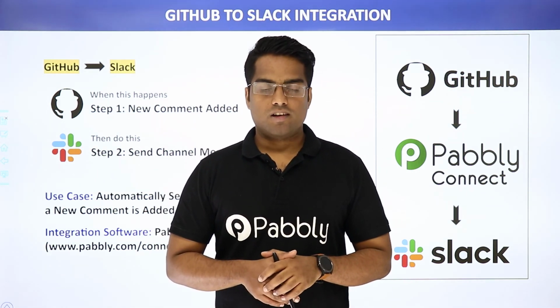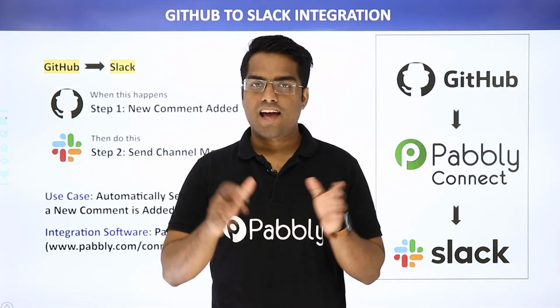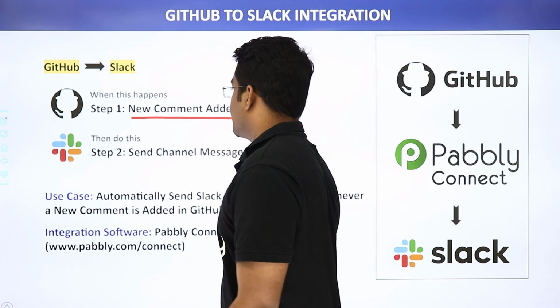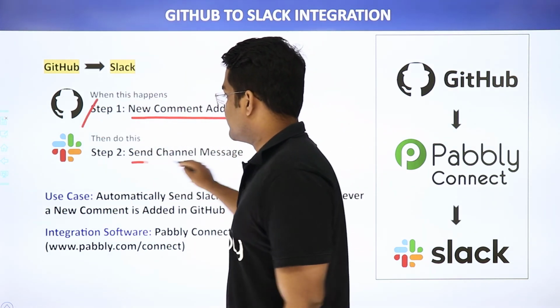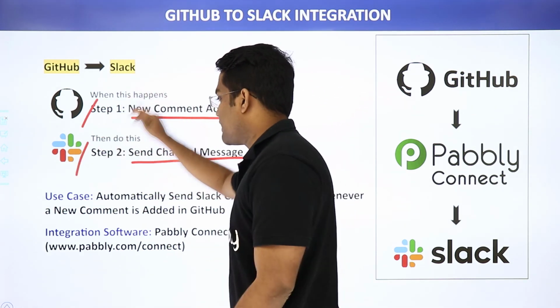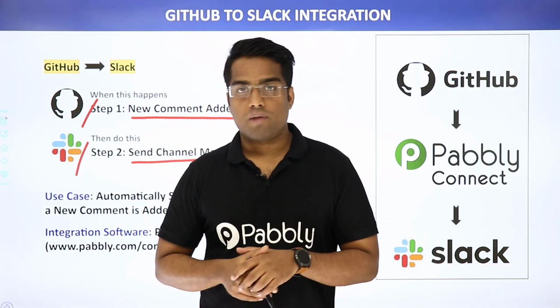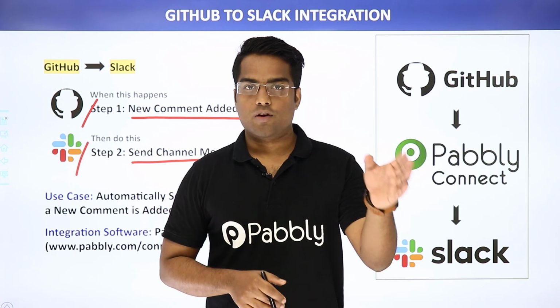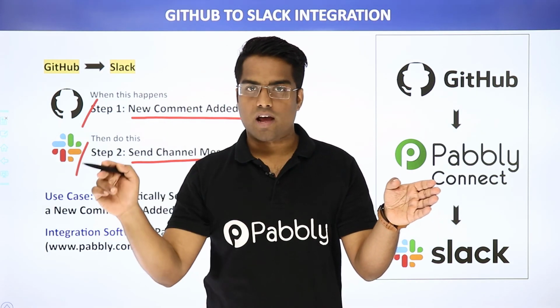So in this video we will learn how to integrate GitHub and Slack. So our use case is pretty simple. When a new comment is added in GitHub, it will automatically send a channel message via Slack. Now GitHub is an awesome code hosting platform and Slack is a messaging platform. So what we are going to do is we are going to send the data from GitHub to Slack.